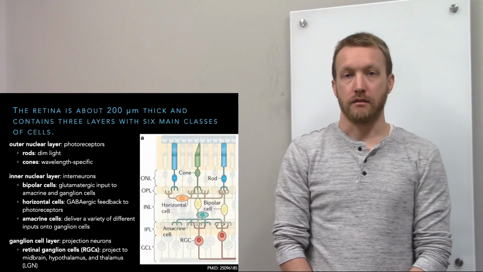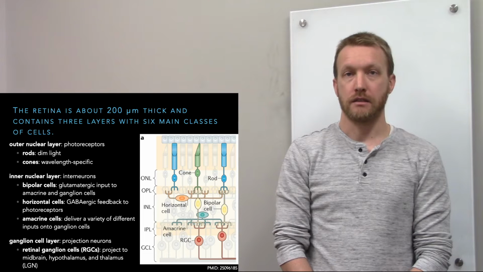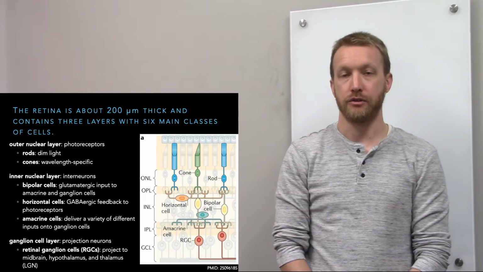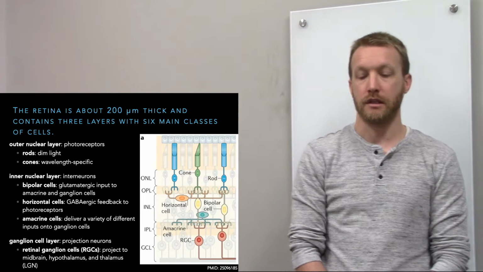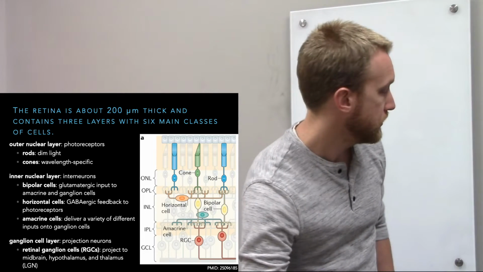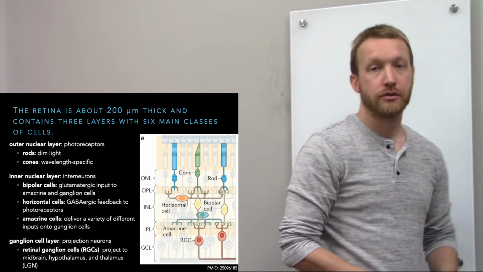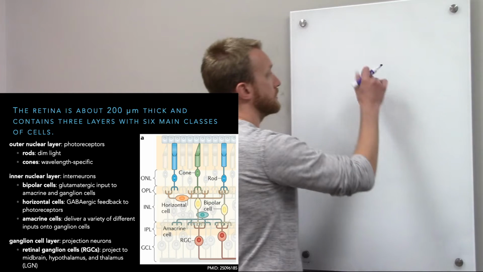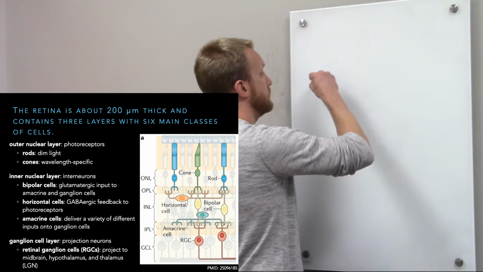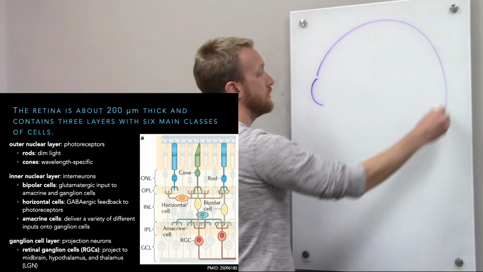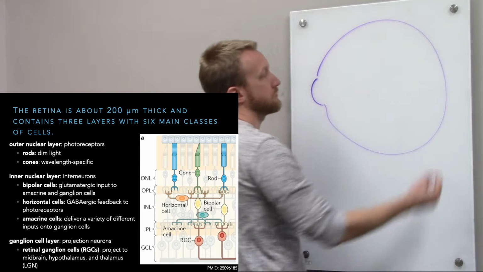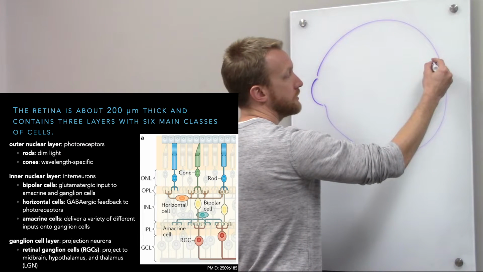The retina will then detect the light in the outer nuclear layer. This contains the photoreceptors. Now the reason we call it the outer nuclear layer is because it's along the outside surface of the retina. So the outer nuclear layer is going to be here.